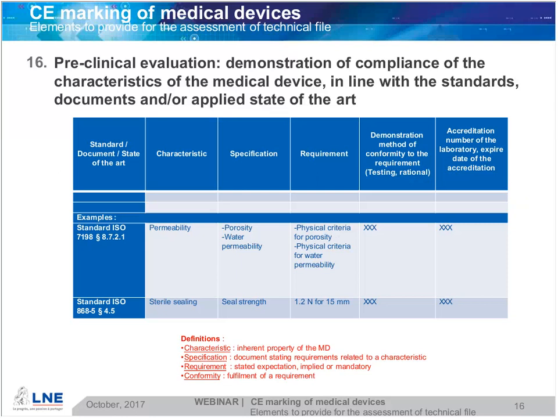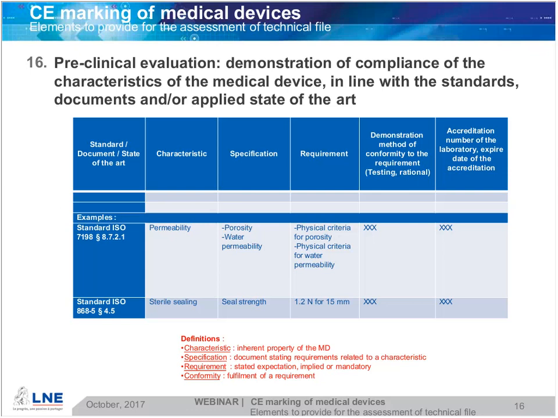So we would like to invite you to provide your preclinical data in a table format. The first column is dedicated to the standard, the document, the state of the art. The second column is about the characteristic. The next one is about the specification. The next one is about the requirement. Then we have the demonstration method of conformity, whether it's about testing or rationale. And then we need to get the accreditation number of the laboratory.